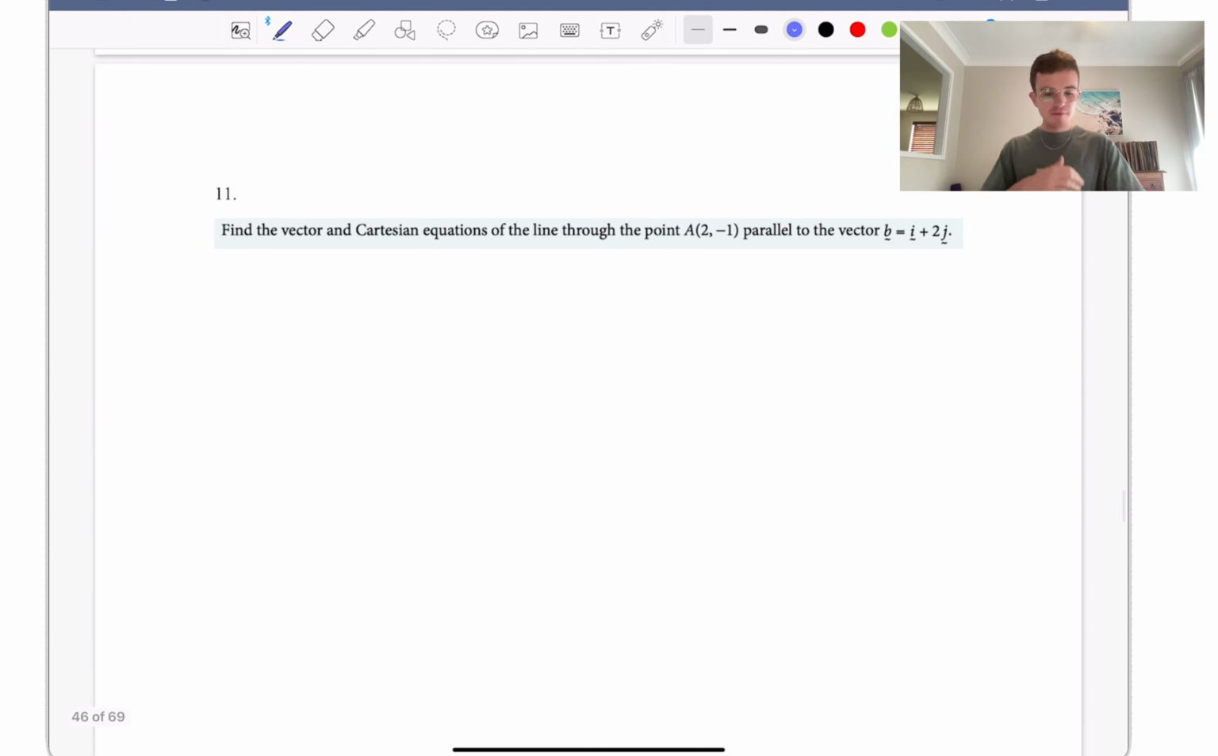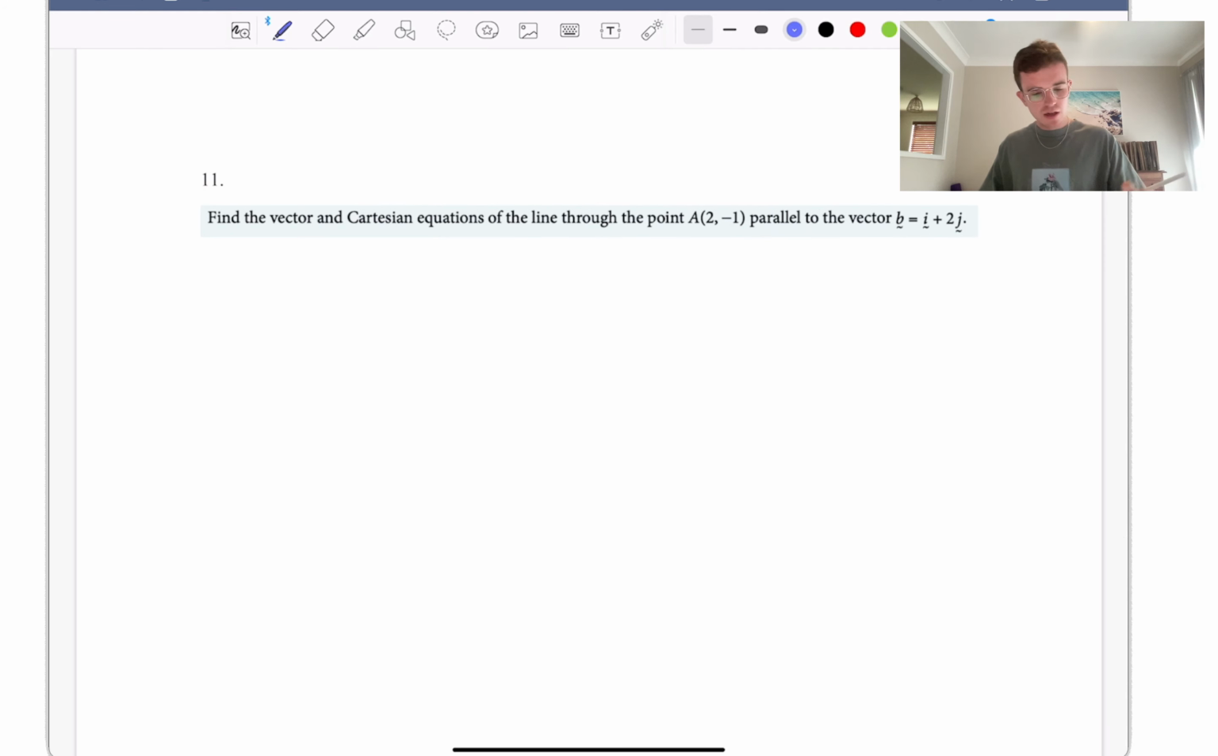Okay, last example for today. Find the vector equation and Cartesian equation of the line through the point 2, minus 1, parallel to the vector 1, 2. Vector equation, nice and easy. r is simply going to be, we're starting at 2, minus 1, and we're just adding the vector that we're parallel to, lambda lots of 1, 2. So that's our vector equation there.